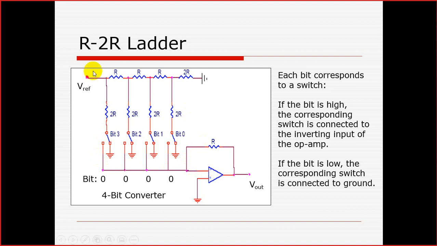Another advantage of this R2R is that only two values of resistor are used. If this is 1 ohm, this is 2 ohm. If this is 1 kilo ohm, this is 2 kilo ohm. So that's very convenient.